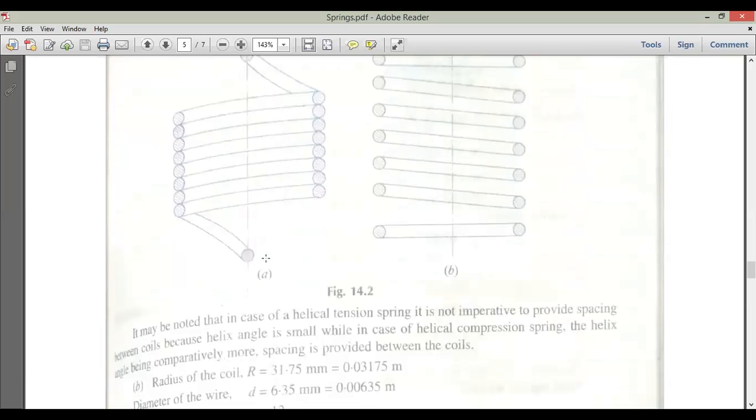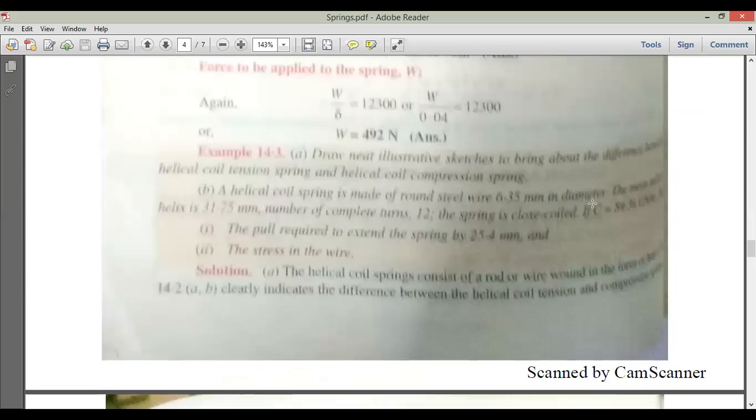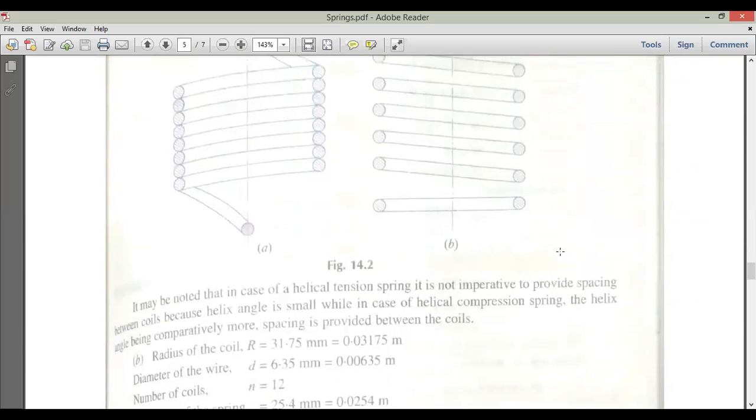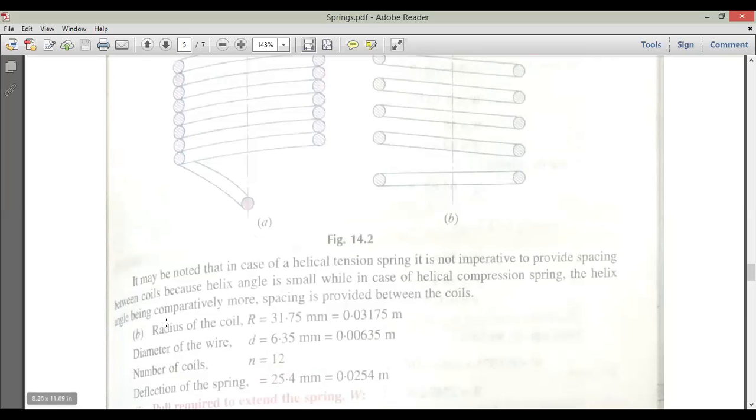Now we have to find the initial position and final position. Number of complete turns is 12 and the spring is closed. It may be noted that in case of helical tension spring, it is not imperative to provide spacing between coils because the helix angle is small, while in case of helical compression spring, the helix angle is comparatively more.